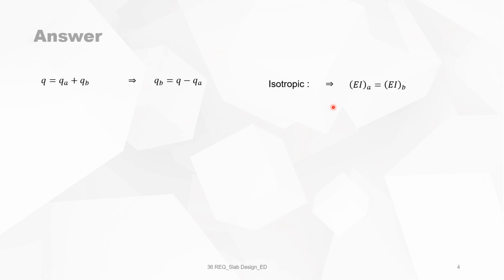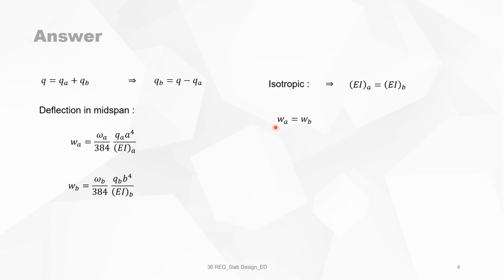Isotropic means that the stiffness in direction A is equal to the stiffness in direction B. Now we are looking at the deflection in midspan, which is given by a general formula, and omega A depends on the conditions at the support. Same applies for omega B.